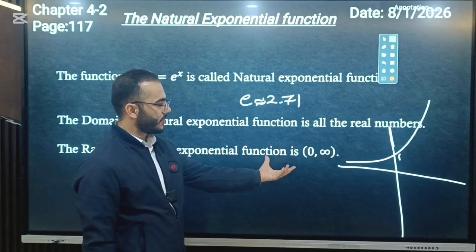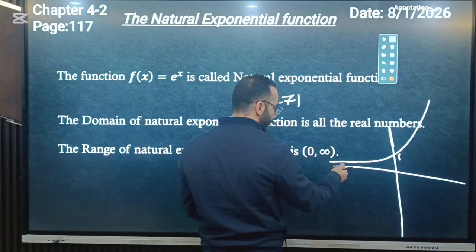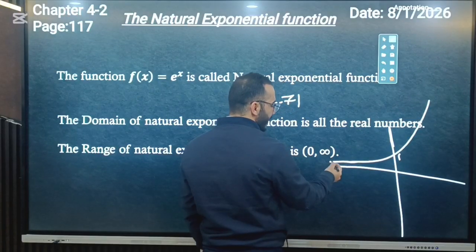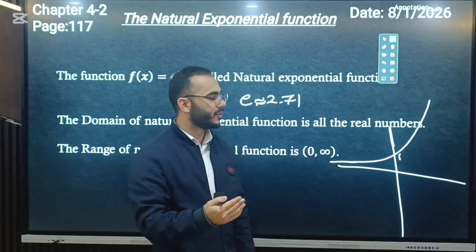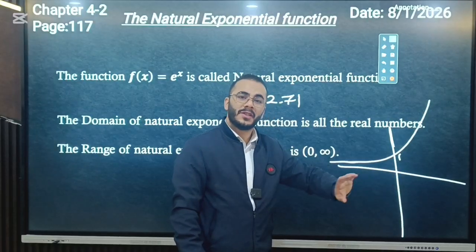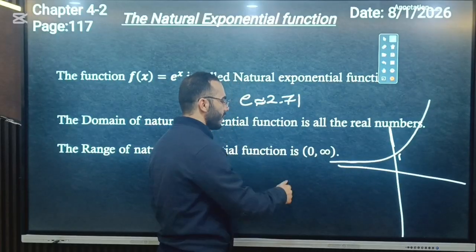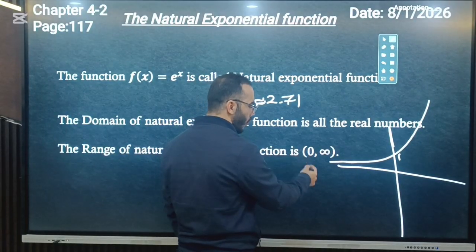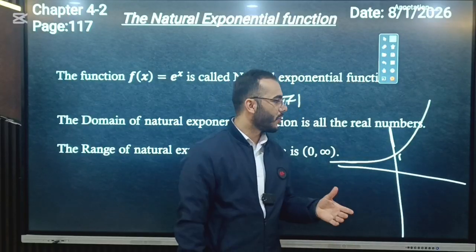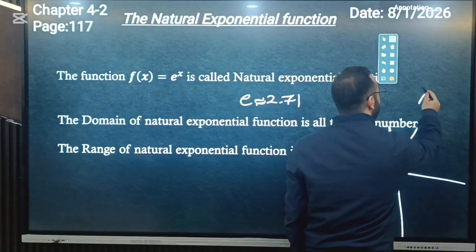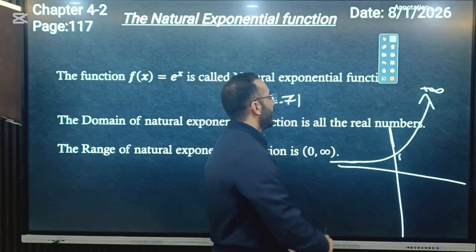But based on the parent function, as you can see, when x tends to negative infinity, the graph comes closer and closer to the x-axis, which is 0, but it's not going to touch 0. That's why we say that the range is from 0, open interval. Open interval tells us that it's not going to include 0, and it goes up until positive infinity. That is regarding the range of the natural exponential function.